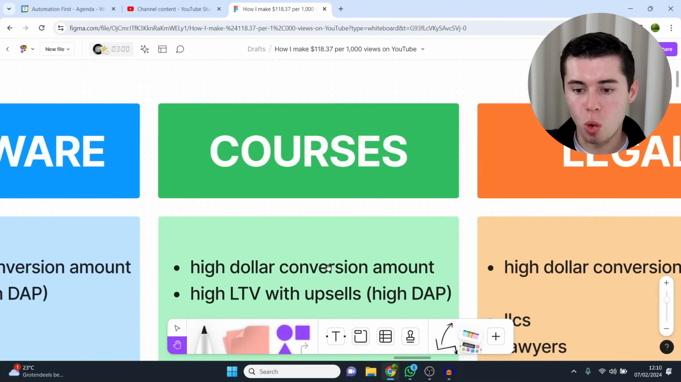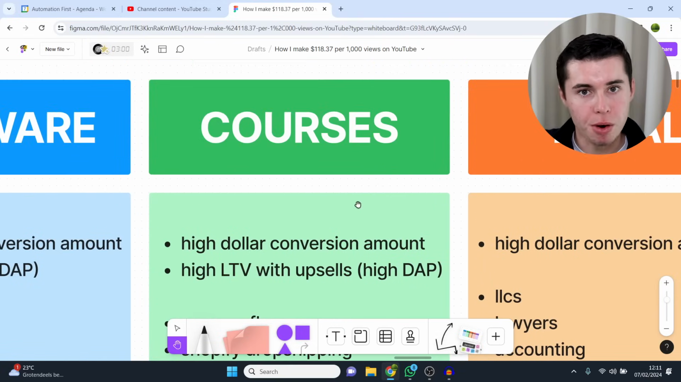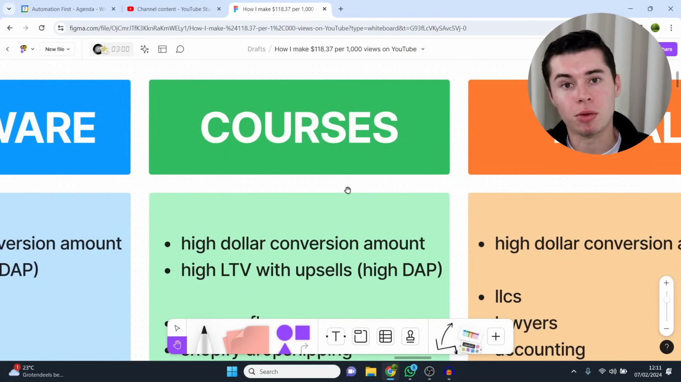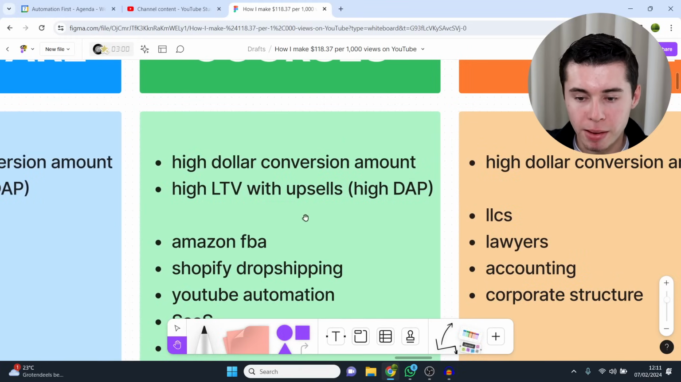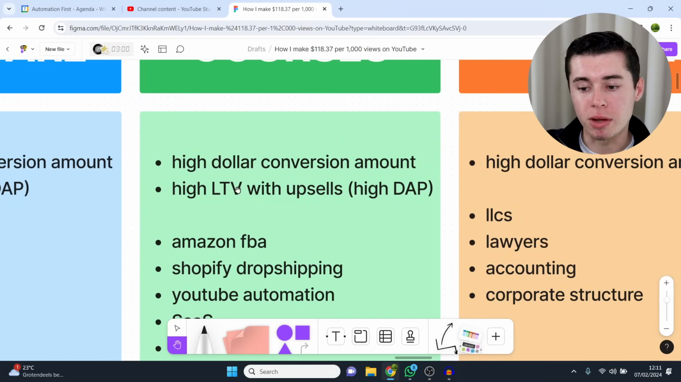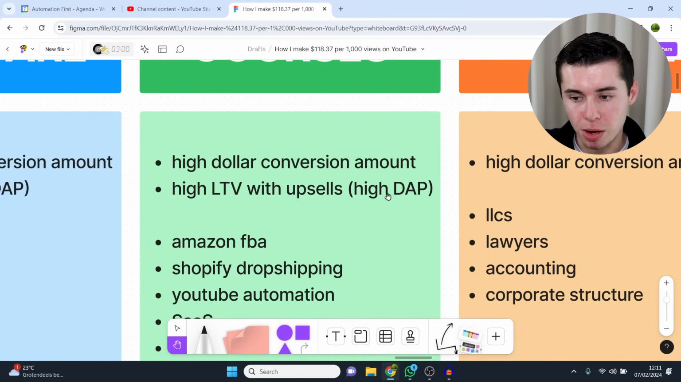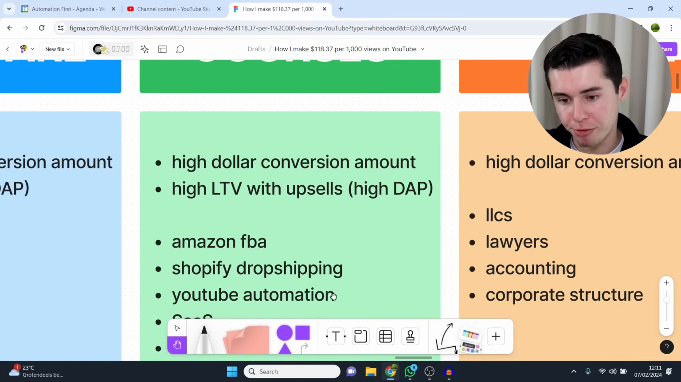And the same goes for courses. So once again, high dollar conversion amount. Courses are often sold for $1,000, $3,000, $5,000, whatever the price would be. Then they also have a high lifetime value because within these programs, they will often do an upsell, which means they buy the normal course, but then they've got some special coaching program that will cost more money and more money and more money, which once again leads to a lot of money made by the advertiser, a high dollar amount profit.